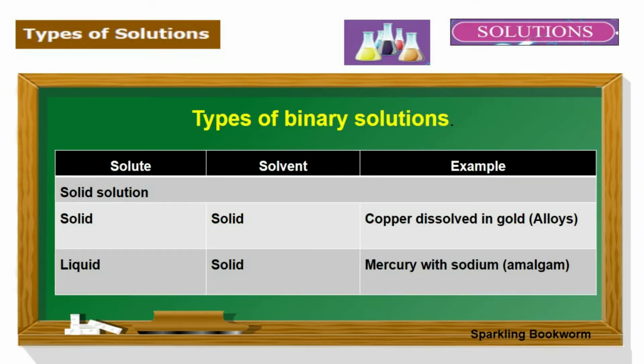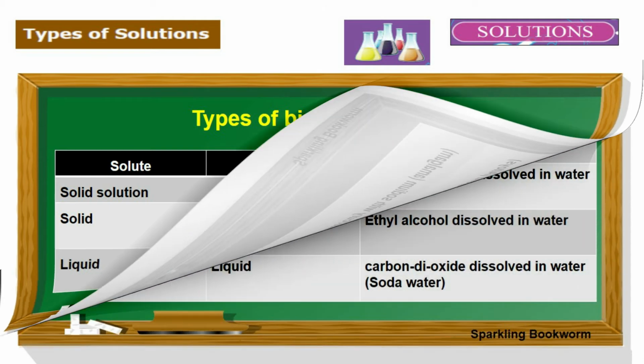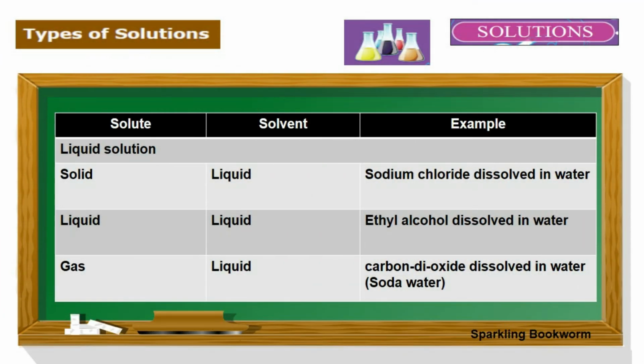Types of binary solutions. Solid solution. When solid is solute, solid is solvent. Example, copper dissolved in gold. Next, liquid is solute, solid is solvent. Example, mercury with sodium.